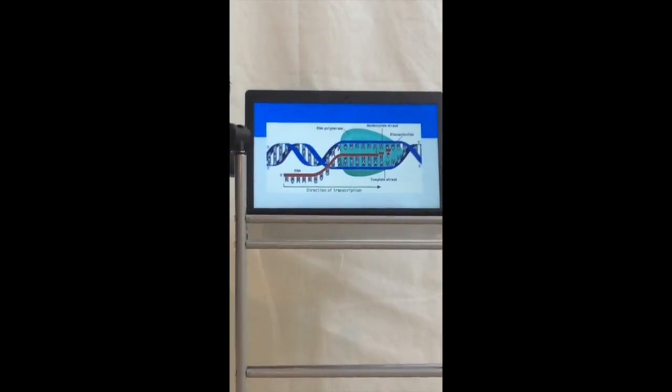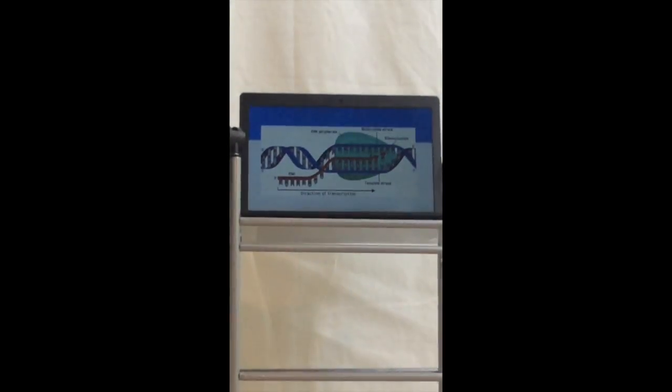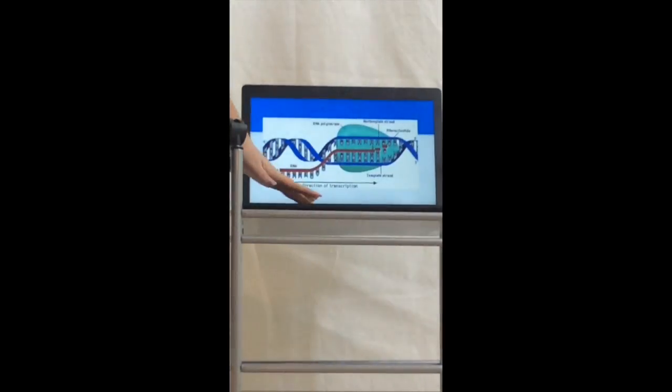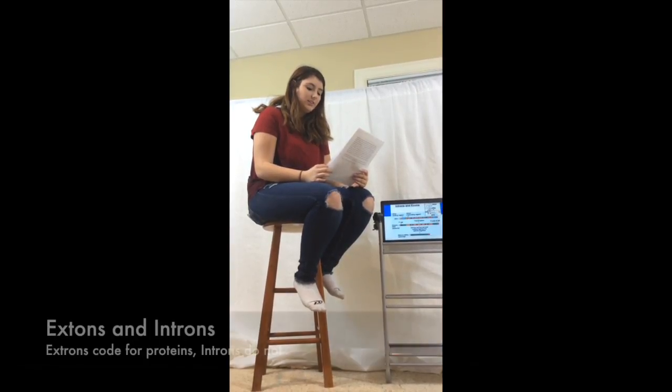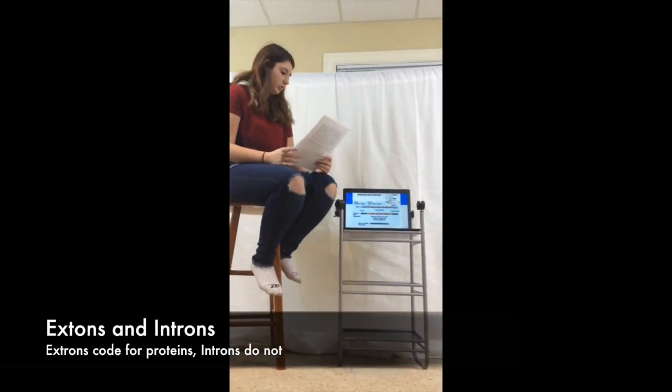When the RNA polymerase hits the terminator sequence at the end of a gene, it stops adding nucleotides, detaches, and the newly formed RNA sequence is released. The messenger RNA contains sequences of nucleotides that code for proteins called exons and sequences that do not code for proteins called introns.